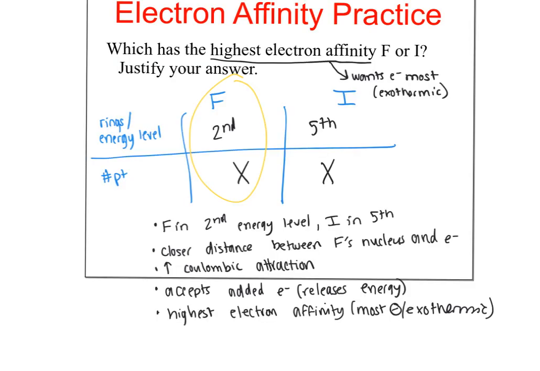All right, so here's what we compared. Fluorine is in the second row, second energy level. Iodine is in the fifth. So we didn't even need to look at protons because fluorine has a shorter distance between the nucleus and the electrons, which means higher Coulombic attraction in fluorine, which means it will accept that added electron. It will release the energy, which means it will have the highest electron affinity, which is actually the most negative or exothermic.